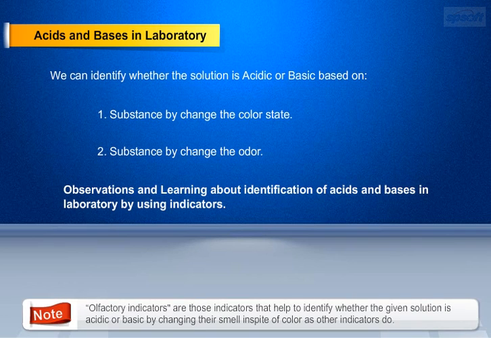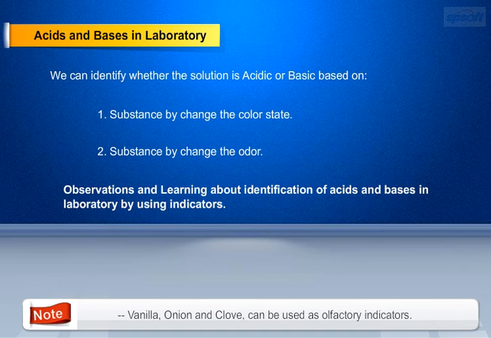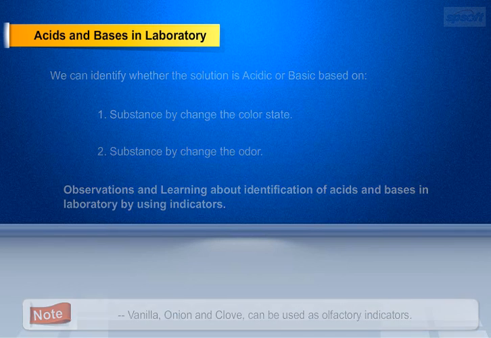Please note that olfactory indicators are those indicators that help to identify whether the given solution is acidic or basic by changing their smell, in spite of color as other indicators do. Vanilla, onion and clove can be used as olfactory indicators. Let us do an experiment for each in the laboratory.